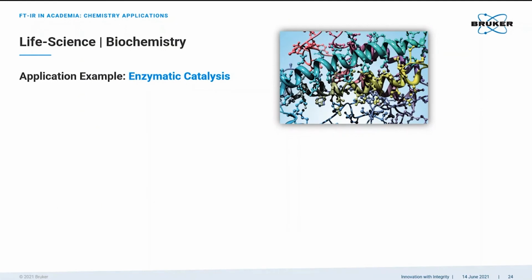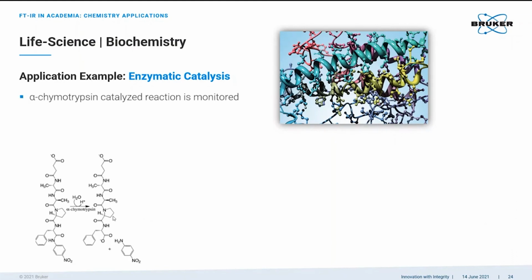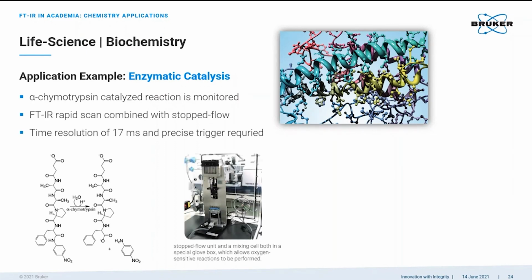A further example is about homogeneous catalysis in biochemistry. The alpha-chymotrypsin catalyzed hydrolytic cleavage of peptide bonds at the carboxyl site of aromatic residues is monitored here. FTIR rapid scan has been combined with the so-called stop-flow technique. The fast scanning mode of FTIR allows us to follow the fast reaction, and the stop-flow cell allows very precise volume shot and fast mixing of reactant. It triggers the start of the FTIR measurement. This was mandatory because the reaction ends within seconds.